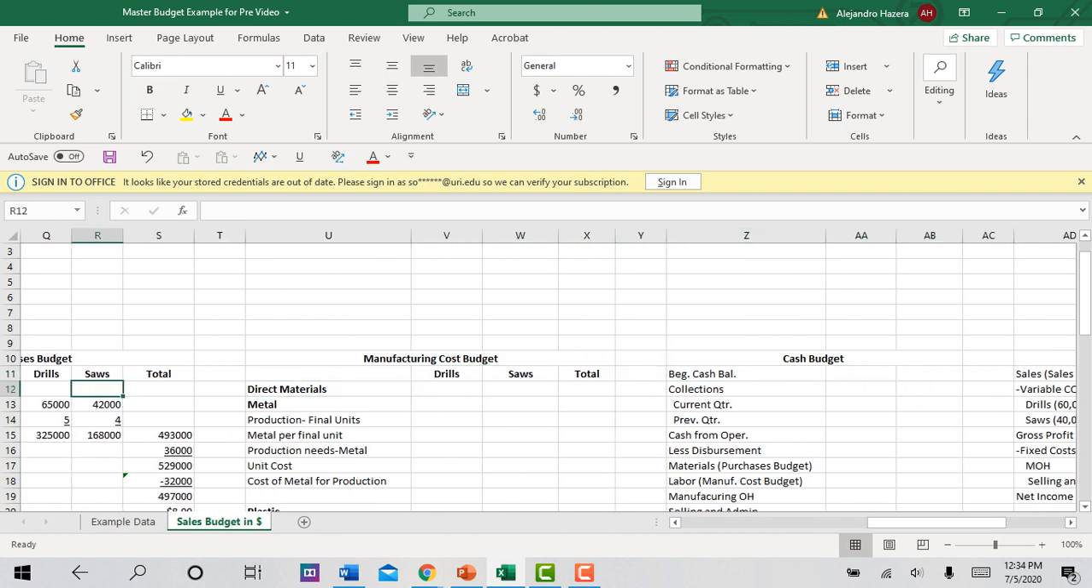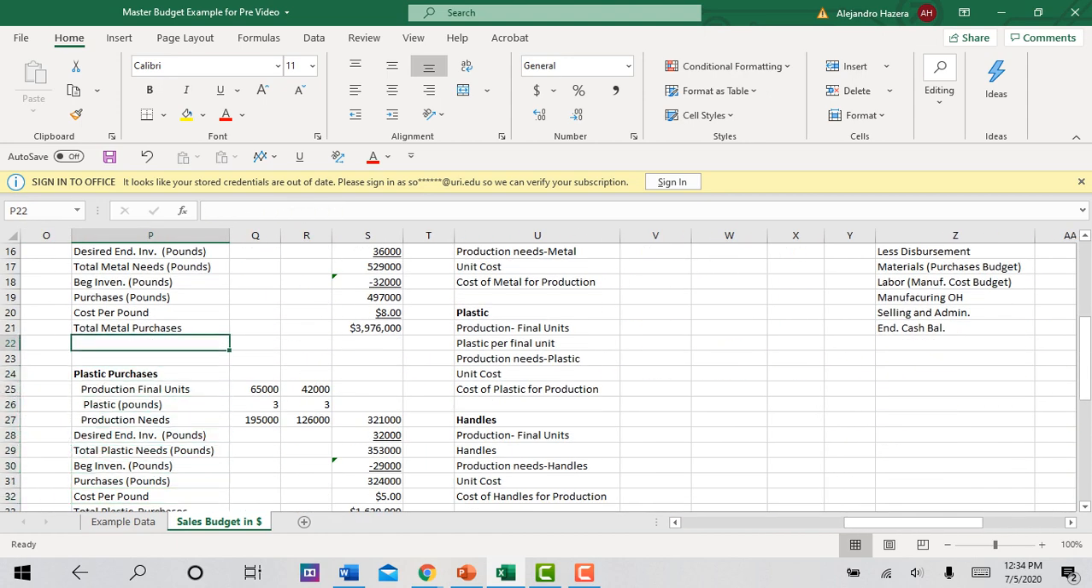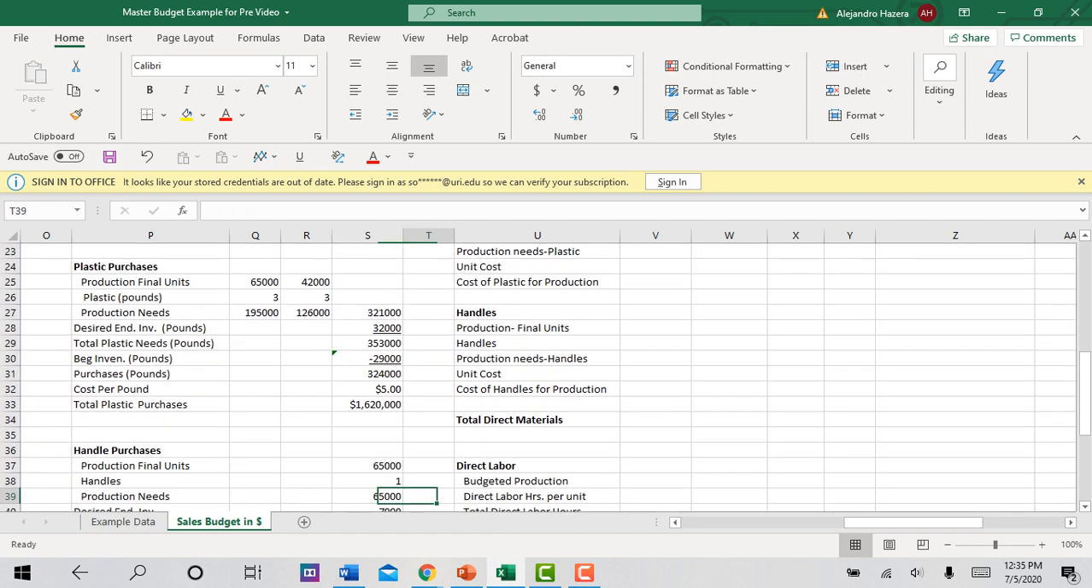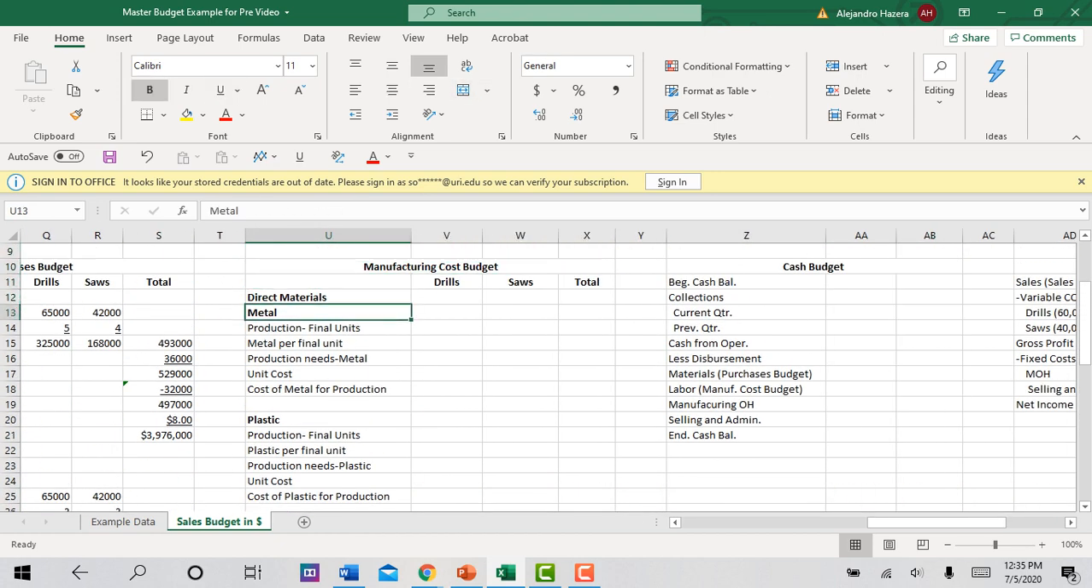That's the major difference. So notice that over here in the purchases budget, in each one of these we adjusted for inventory. We adjusted for desired ending inventory, and we took out our beginning inventory, and we did that in each case. Okay, over here in our manufacturing cost budget, we're just concerned with costs that actually go onto the assembly line.